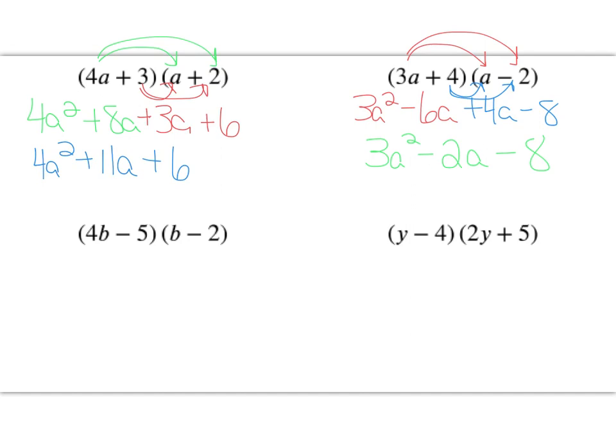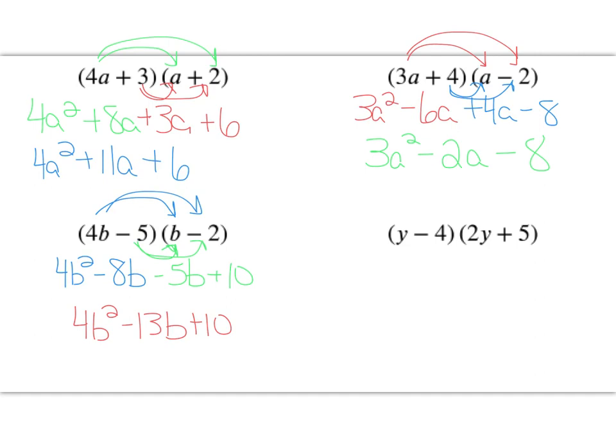Now I want you to try this one on your own. The binomial 4b minus 5 times the binomial b minus 2. Distribute, combine, give your final answer. When I distributed, I got 4b squared minus 8b minus 5b plus 10, which gave me 4b squared minus 13b plus 10.